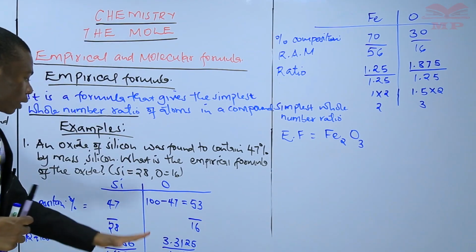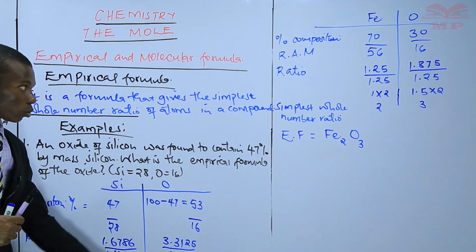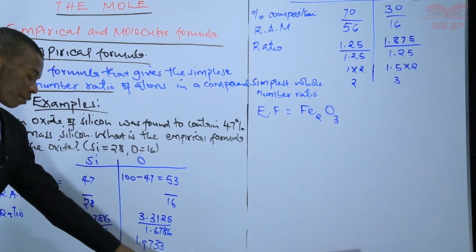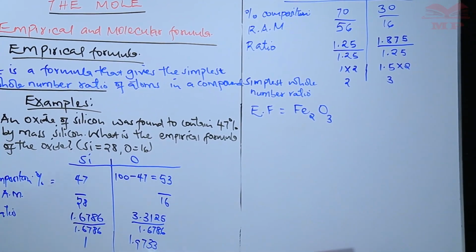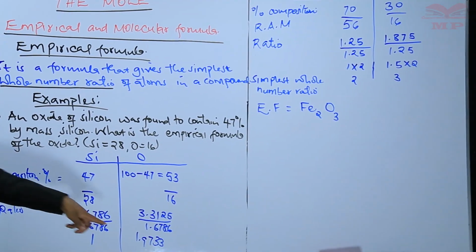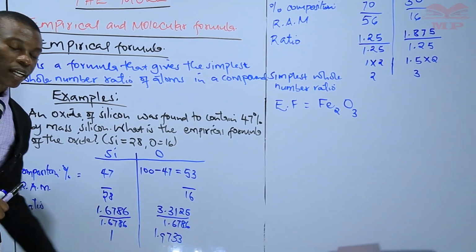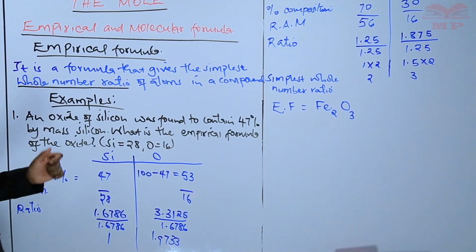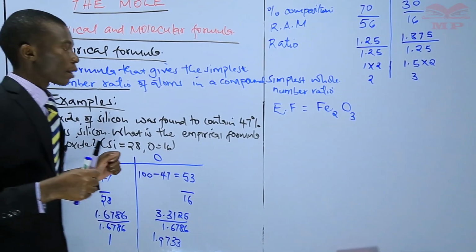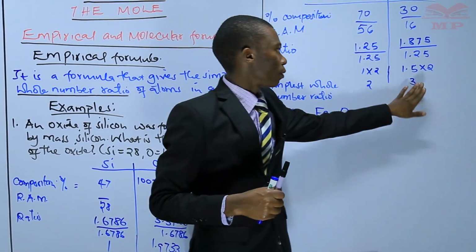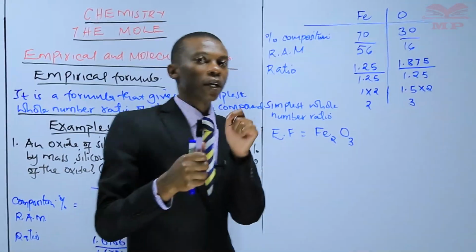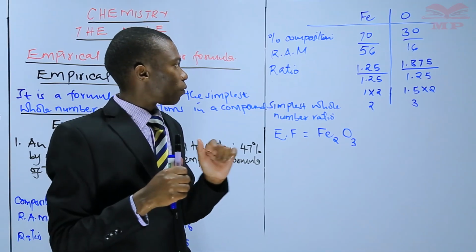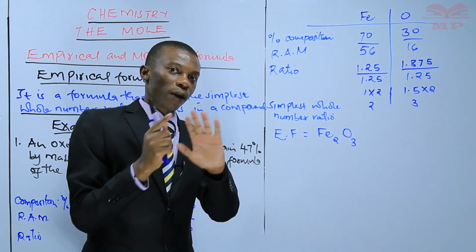Now, if you look at what we got here and what you got at that point, this was 1 and this was 1.9733. This one we rounded off to the nearest whole number. This was 1.5. Then we multiplied by 2 to make it a whole number. Therefore, when you multiply by 2, you multiply both sides.